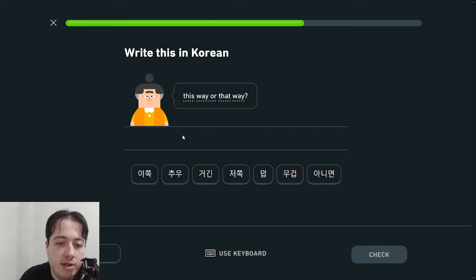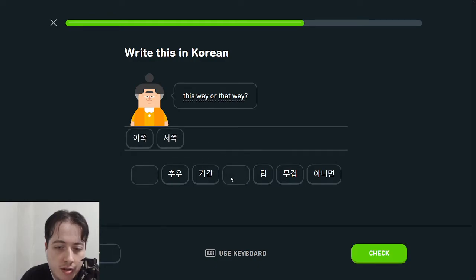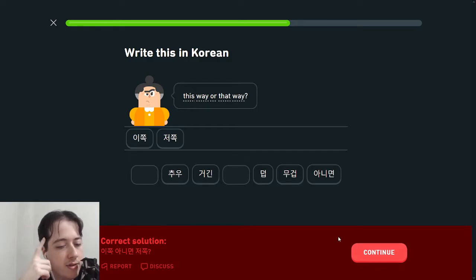This way or that way? So, 이쪽. 저쪽. What about R? There is no R, I guess. 아니면. 아니면, wow, I don't know, I've never seen these words before. 이쪽 아니면 저쪽. So 아니면 is or.